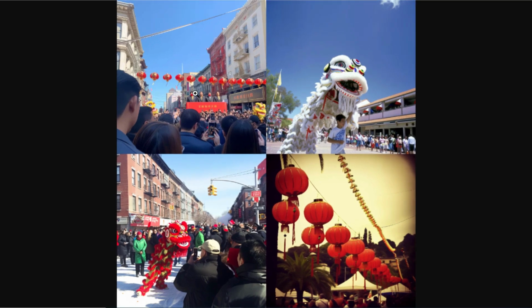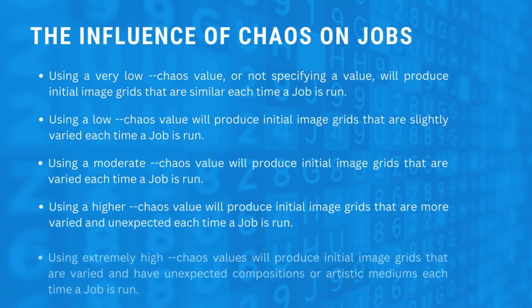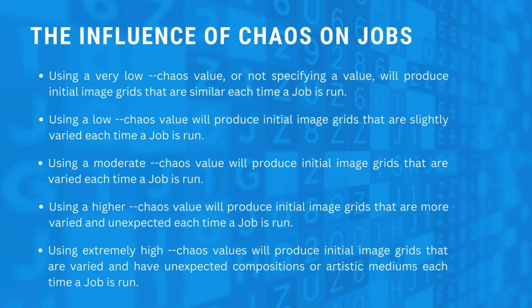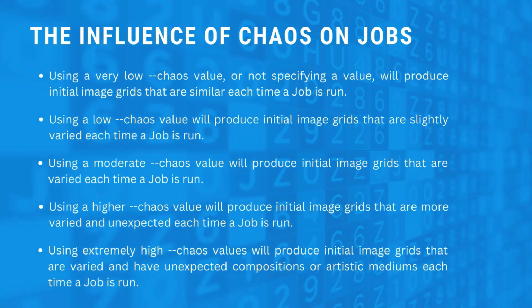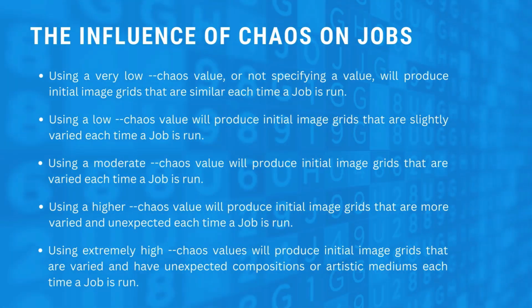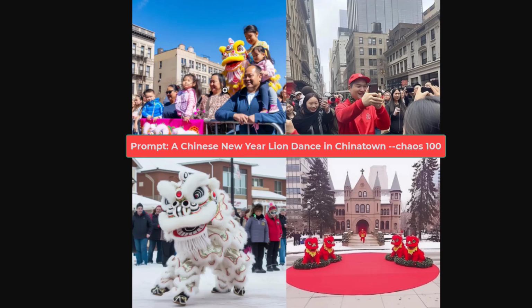By the way, these images can all be upscaled to improve the details. The terms highly detailed or photorealistic will also improve the details on the run. Using extremely high --chaos values will produce initial image grids that are varied and have unexpected compositions or artistic mediums each time a job is run. With chaos set to 100, we're getting some considerable variation.